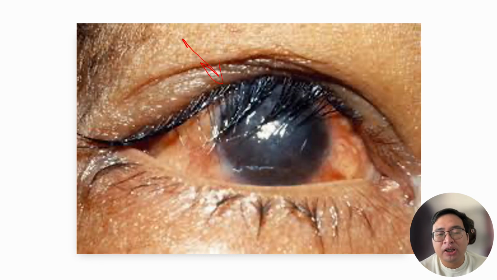Especially, what we fear is abrasion of the cornea. Because the cornea is an avascular organ, meaning it doesn't heal as much. So once it's abraded, then that may be permanent. That may cause permanent loss of vision. Right? Okay.